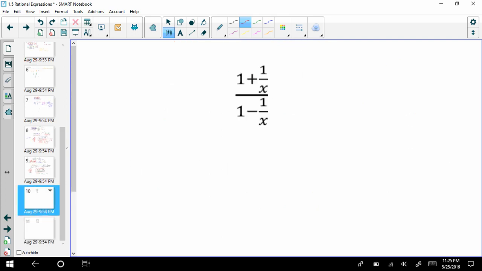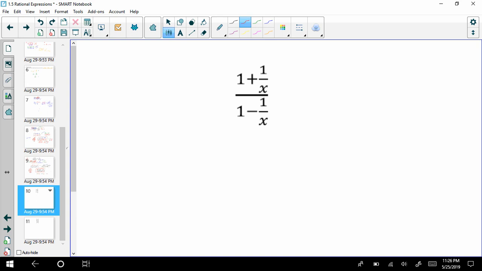All right, the final two examples are the real, we call them humdingers in my class, but they look a lot worse than what they are. So this is kind of combining everything together in the unit. This is called a complex rational expression. It's complex because it's like fractions inside of a fraction. But we're going to take it in pieces.